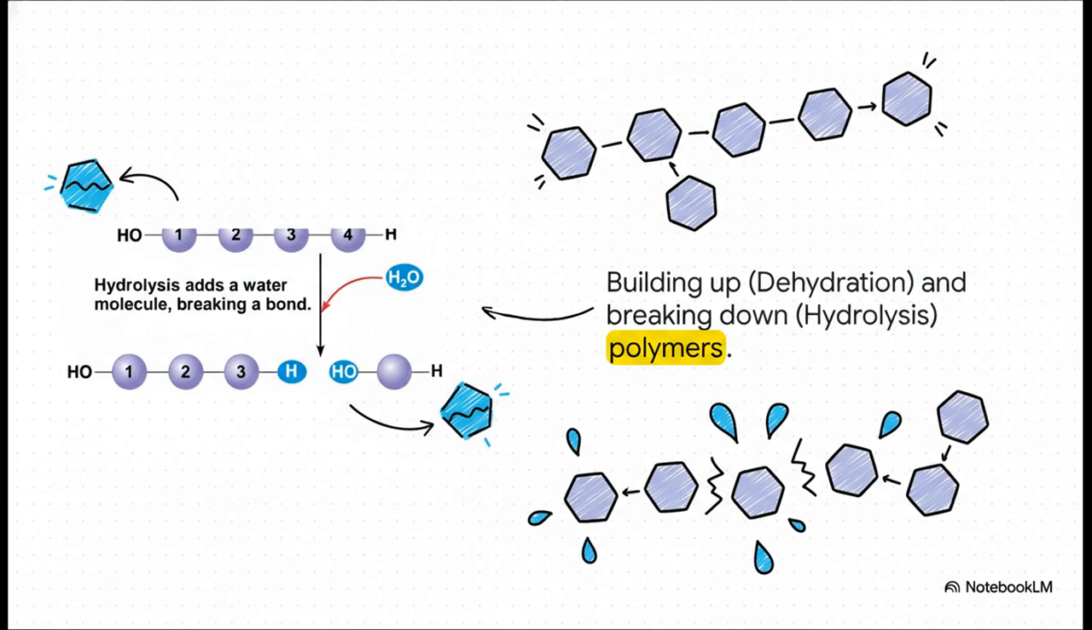And this slide here shows you how that snap actually works on a chemical level. To connect 2 monomers, the cell removes a water molecule. That's called a dehydration reaction. Makes sense. Then to break them apart, you just do the reverse. You add a water molecule back in to break the bond. That's called hydrolysis. So building up, breaking down, it's all about playing with water.